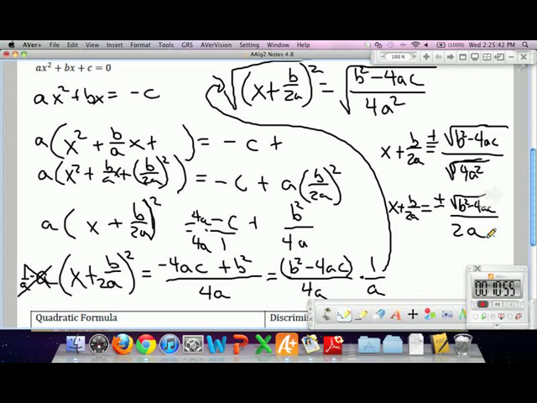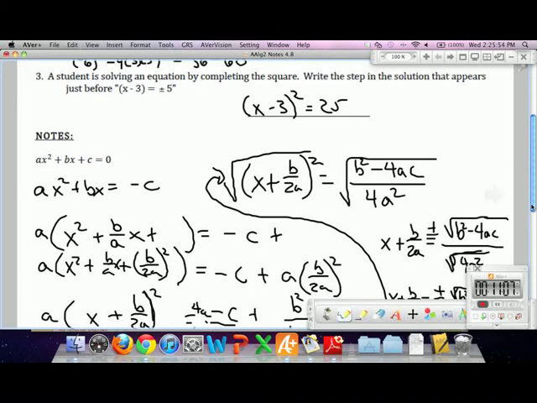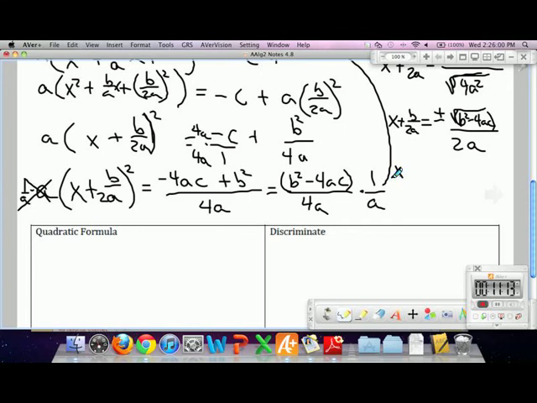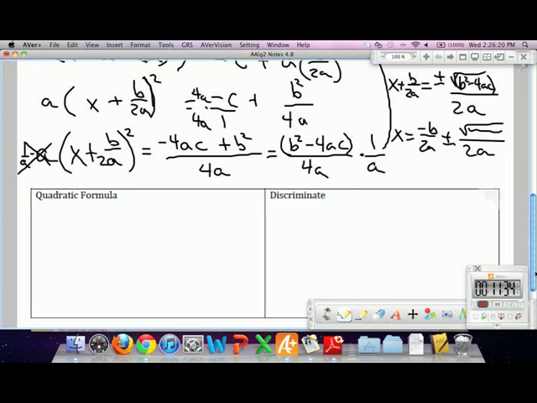And to get x by yourself, let's subtract this b over 2a. Then you end up with x equals minus b over 2a plus or minus the square root of the discriminant over 2a. And you can write this as one fraction because they have the same denominator, your favorite formula: x is equal to minus b plus or minus the square root of b squared minus 4ac, all over 2a.